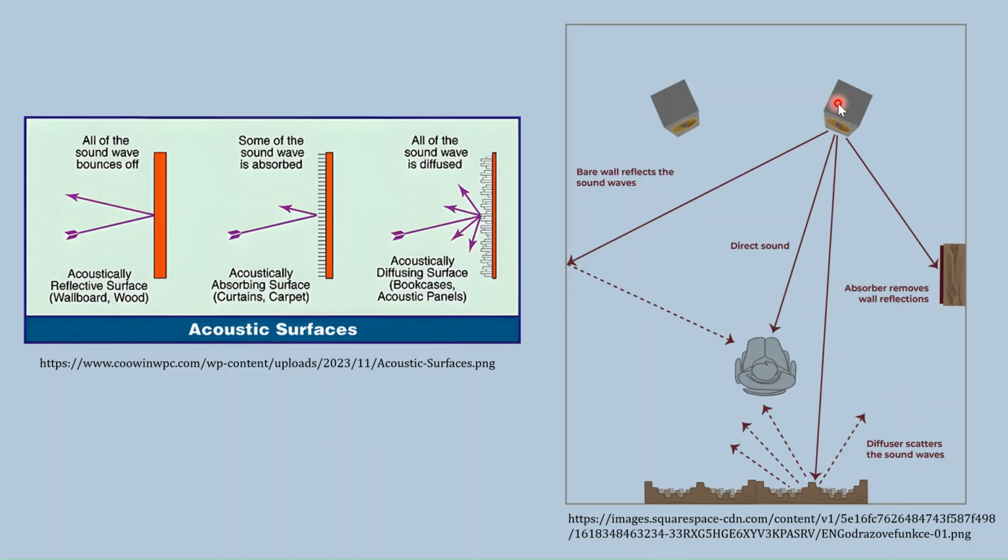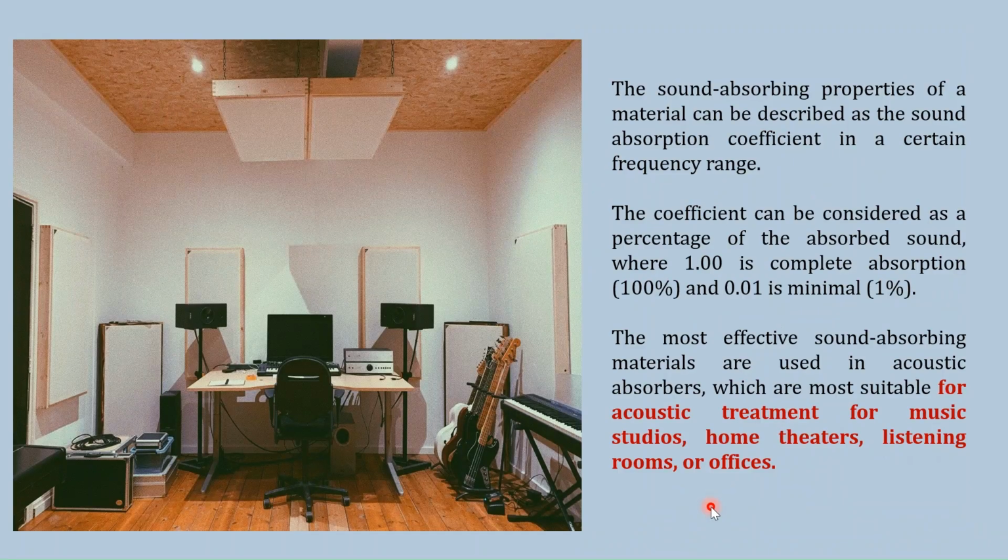So if we are having a television or any sound source here, the person will be receiving the direct sound, some of the reflected sound, and some of the diffused sound. So the sound quality may vary depending upon the amount of reflection inside a room.